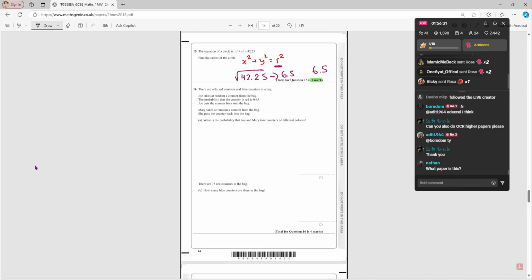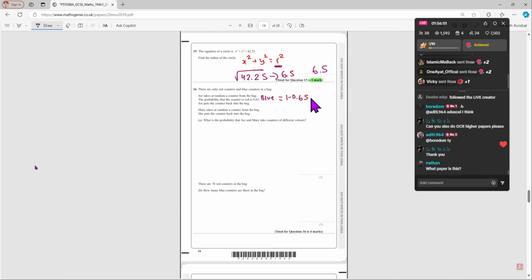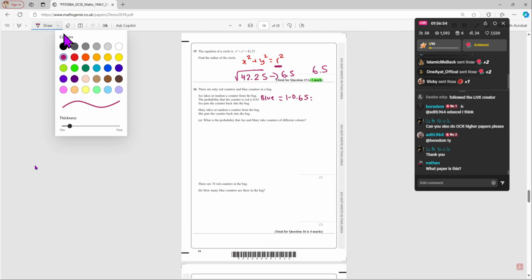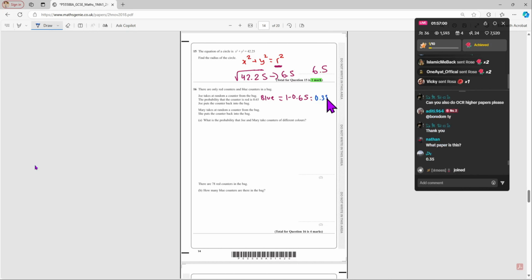So, what we need to do is work out the probability that there is going to be a blue counter. We know that probabilities add up to 1, so the blue probability is going to be 1 minus 0.65. 1 minus 0.65 will give you 0.35. That is the probability for getting a blue, 0.35. That is the blue counter right there.